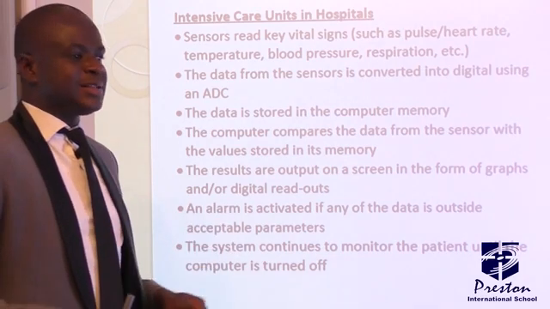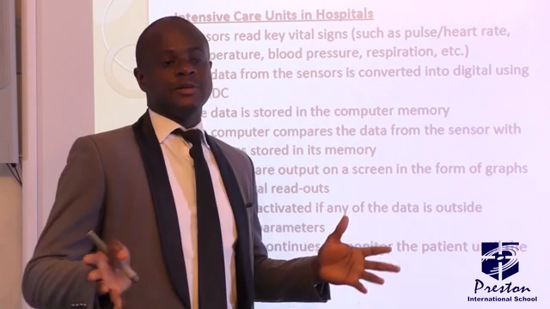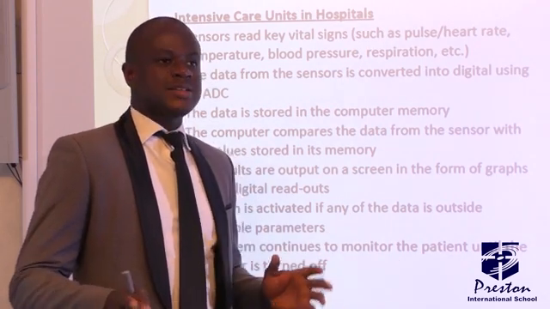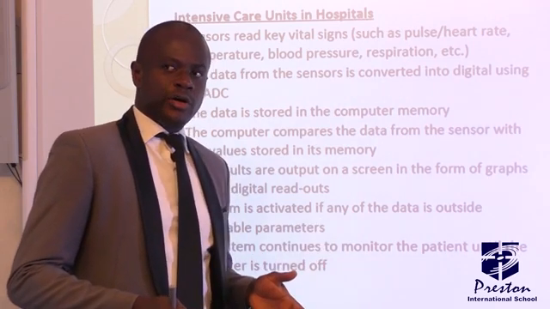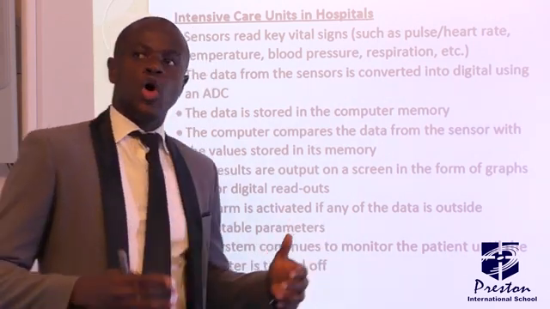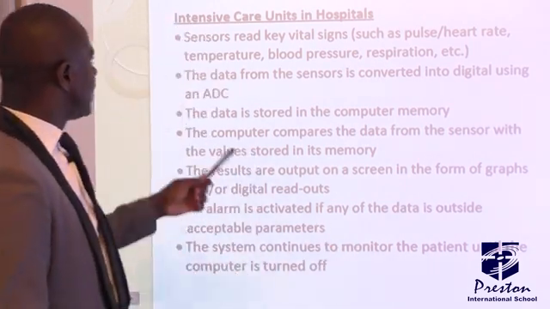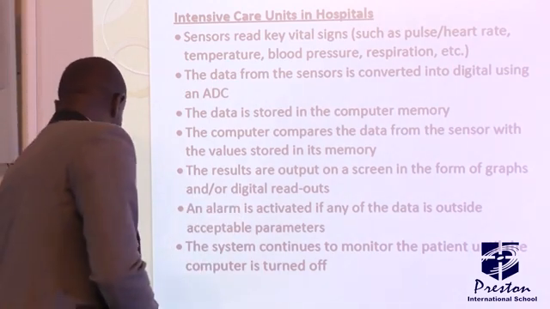So let's say the preset value for temperature is between 34 and let's say 38. Once it drops below 34, then an alarm goes off. Or once it goes beyond 38, an alarm goes on. And that's how all the other key vitals are measured.